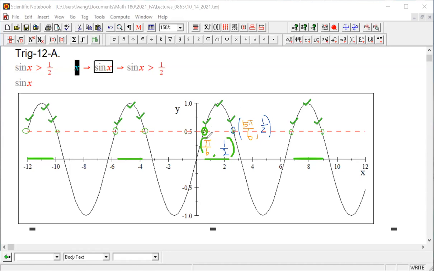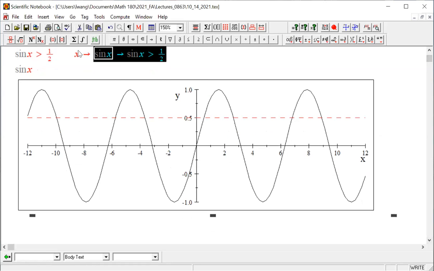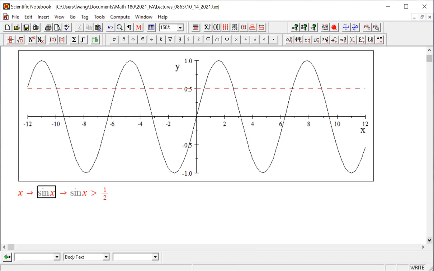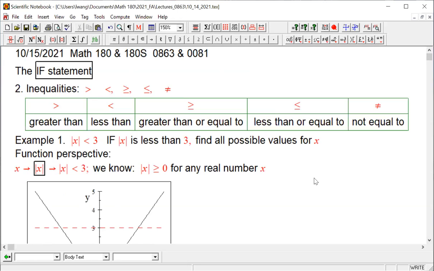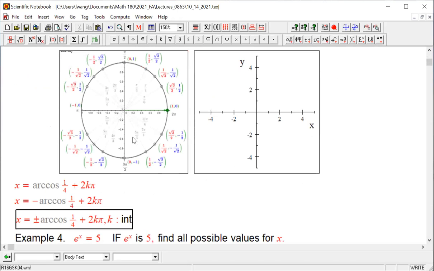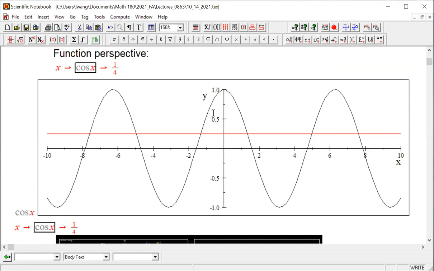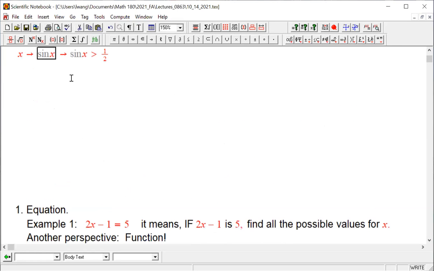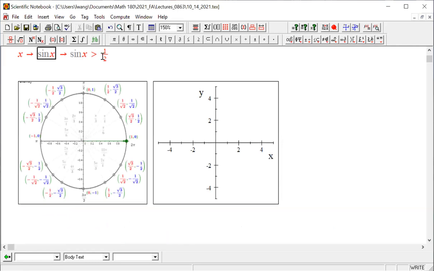Okay, so without further ado, let's look at how we're going to see this from the unit circle's perspective. Let me find my unit circle. Once again, this is a DRA question. We want the output to be larger than half, right?